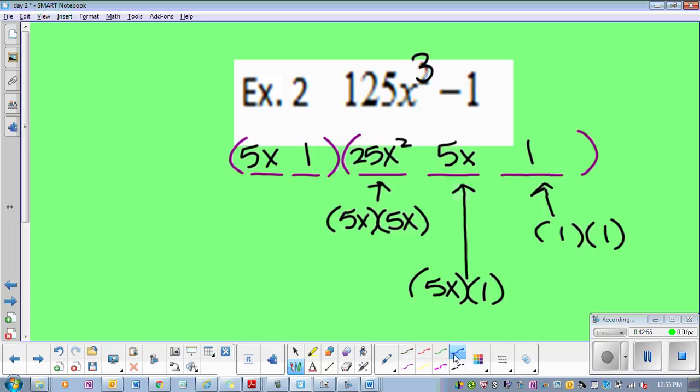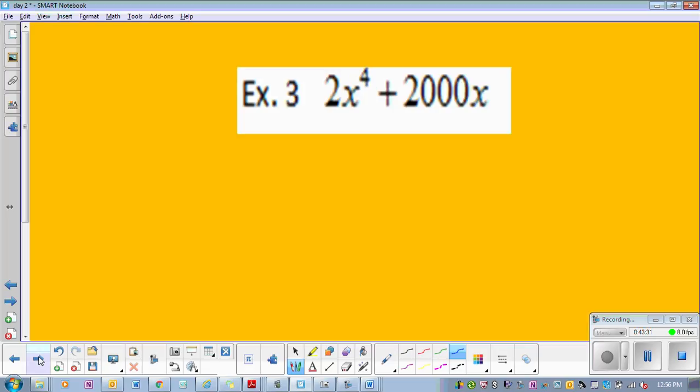Now for your signs: same, opposite, always plus. Okay? All right. Why did we choose 1 for the last term? Isn't it the second term that gets, yeah, which is this. Right? Okay. All right, so let's try example 3.